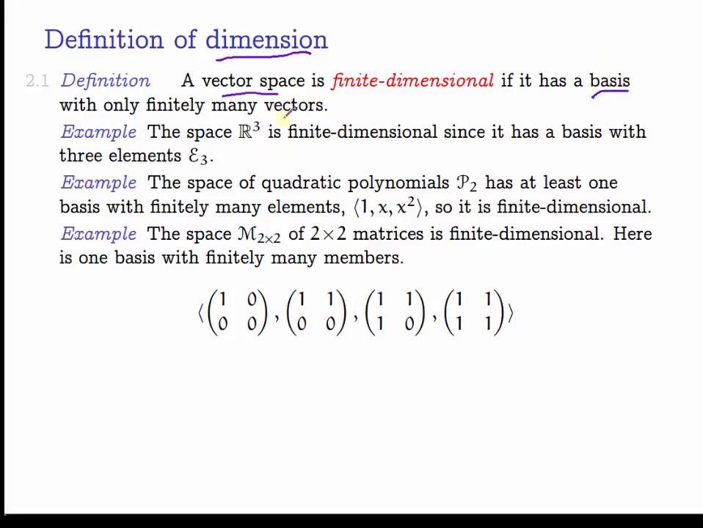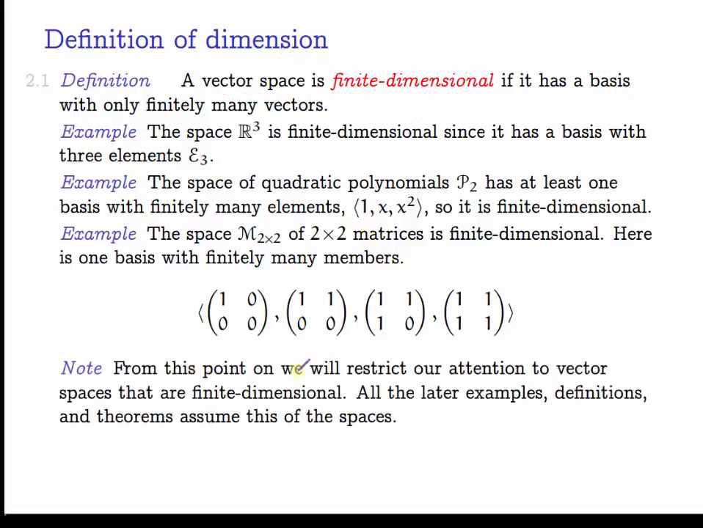Okay, here are some examples. R3 has a basis with 3 elements. Quadratic polynomials have a basis with 3 elements. 2x2 matrices have a basis with 4 elements. Notice that we're not saying 3-dimensional, 4-dimensional just yet. We're only distinguishing these as finite dimensional because we know that they have bases with finitely many members. Later on, we will show, in fact, that each of these spaces has a characteristic dimension, but we're not prepared yet to make that statement.